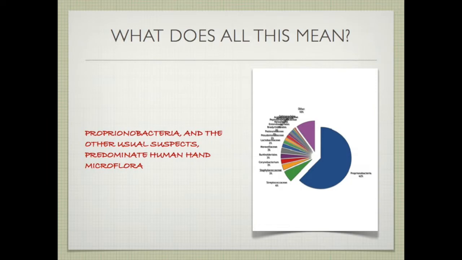So what's all this mean? Propionibacteria are the predominant organisms of your hands, and then the other organisms that you already think about as skin microbes make up most of the rest. Strep, staph, Corynebacterium, Burkholderia, Moraxella. You guys know what Moraxella is, right? It's a common symbiont of your eyes. Lactobacillus, Pseudomonas. I mean, none of these things are a big surprise.